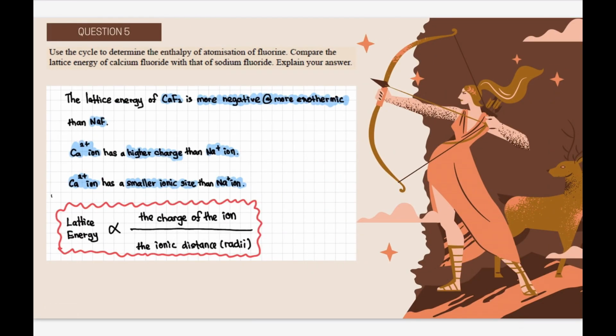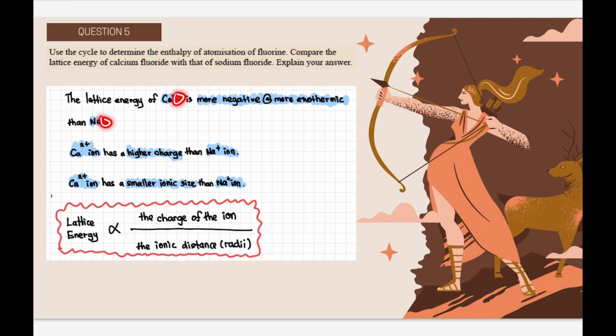Dan last sekali adalah soalan yang famous juga, iaitu berkenaan dengan compare lattice energy untuk calcium fluoride dengan sodium fluoride. So when we talk about lattice energy, ada dua faktor yang kamu kena tengok, iaitu the charge of the ions and also the ionic radii, the size of the ion. So dalam case ini kita ada CaF2 dan NaF. First of all tengok charge saja dulu.